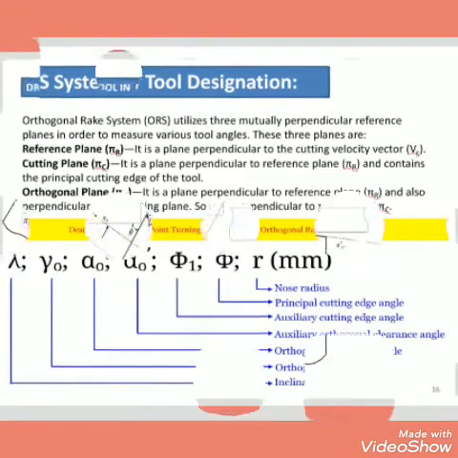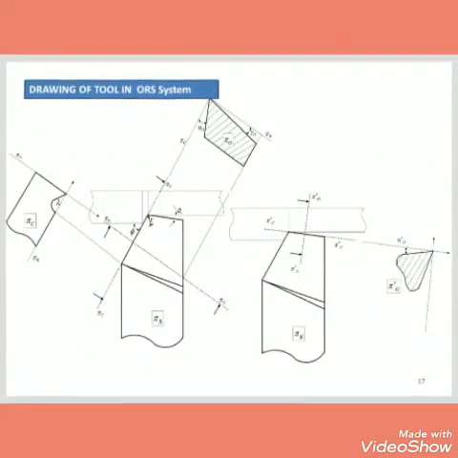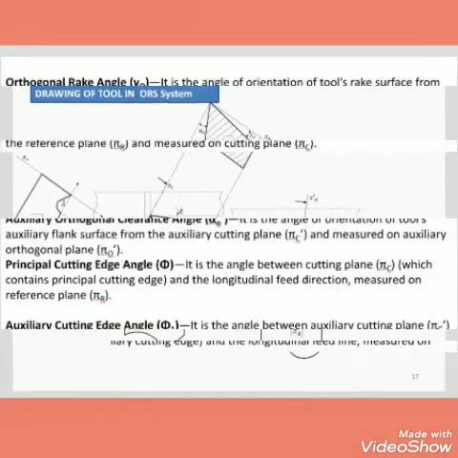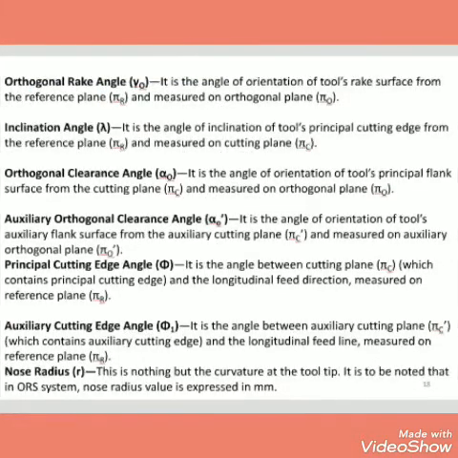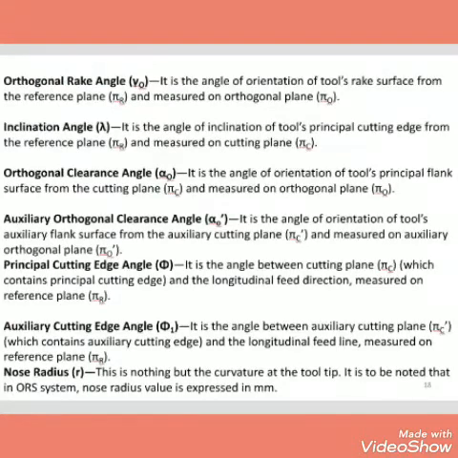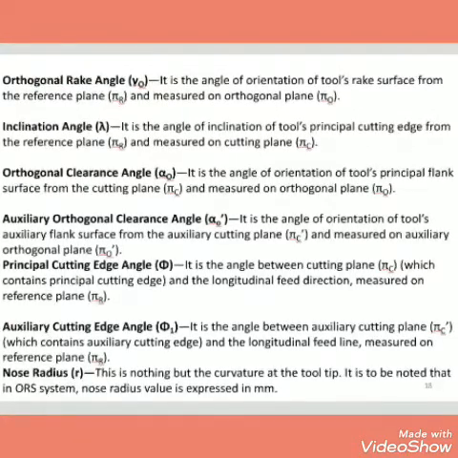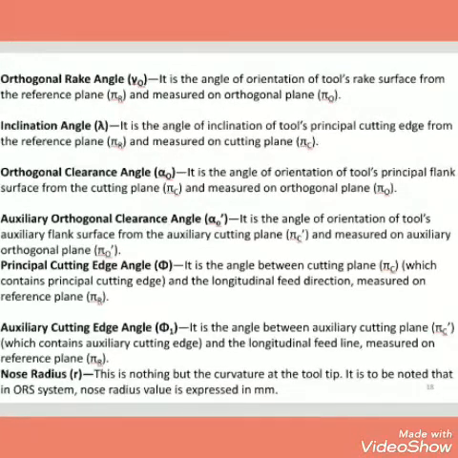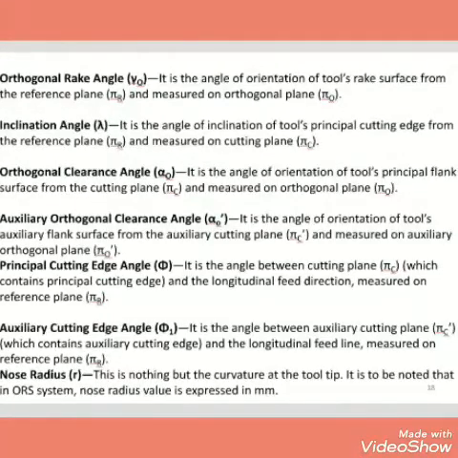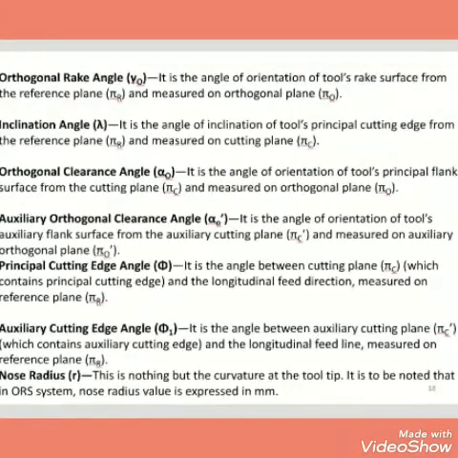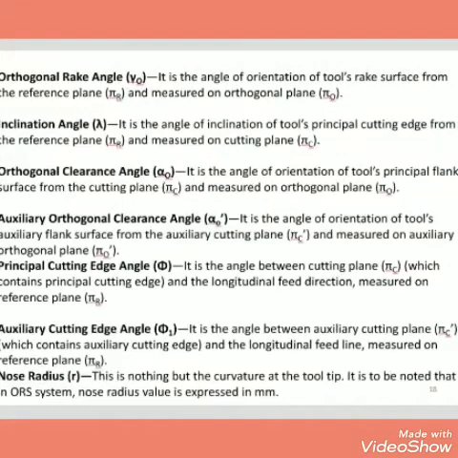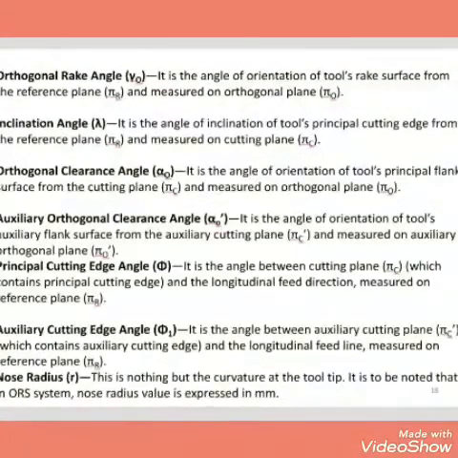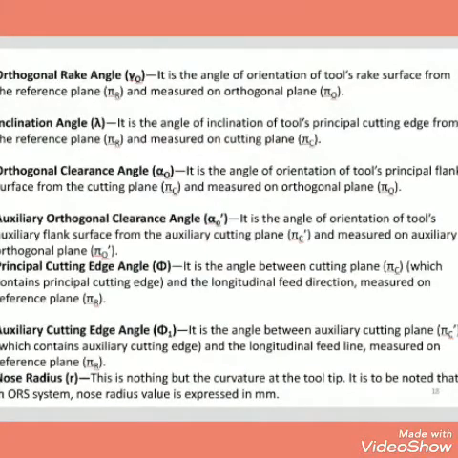The drawing of the tool in the ORS system is coming here, the symmetrical drawing of a single point turning tool in the orthogonal rake system. The chief elements of the ORS system are the orthogonal rake angle gamma 0 and the inclination angle, and the orthogonal clearance angle, auxiliary orthogonal clearance angle, principal cutting edge angle, auxiliary cutting edge angle, and nose radius. All of these are given on this slide. You can easily read them from here.